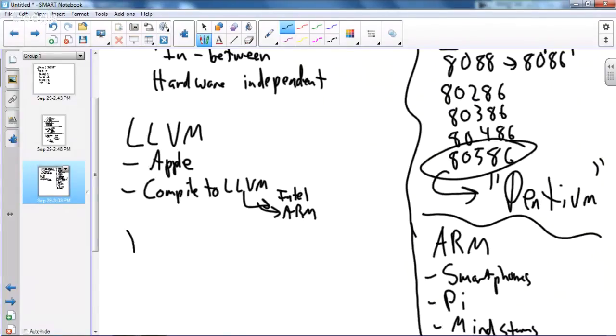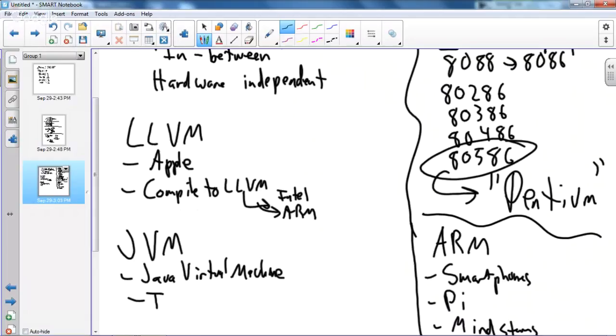What are some other examples? JVM. This is the Java virtual machine. Now, this is a little bit different than what goes on with LLVM. LLVM is a component of a compiler system. So the idea is you take your high-level program, crank up the compiler, and it cranks out machine code. That's about what we're going to be doing, by the way. JVM is doing something different. This is actually an interpreter for the virtual machine language.